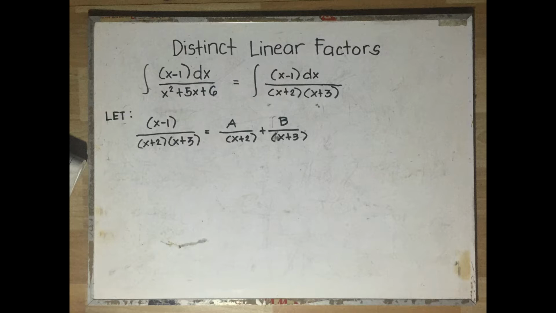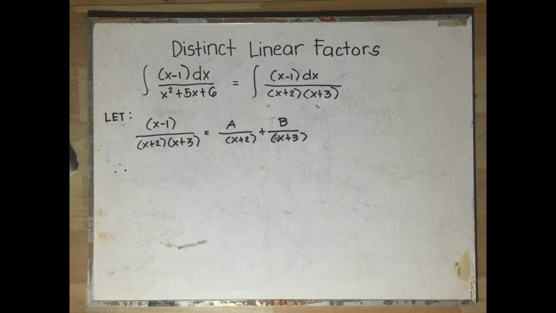Here enters the concept of distinct linear factors, where we separate the factors of the denominator through fractional addition operation. We let a be the numerator of one of the factors and b the numerator of the other. And if it happens that there are more factors, we put c as the numerator of another factor, and so on. Therefore, through algebra, the quantity of x minus 1 is equal to a times the quantity of x plus 3 plus b times the quantity of x plus 2.